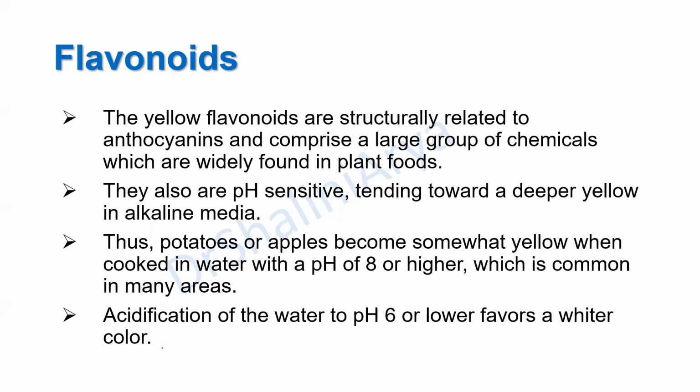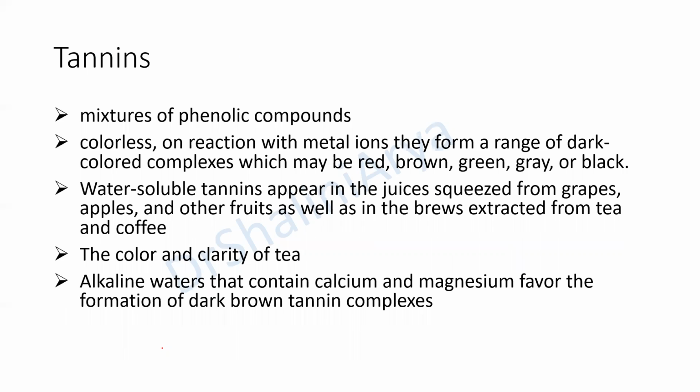when the water has a little higher, alkaline pH, maybe between 7 to 8, or sometimes even higher. So the next compound that affects the color of fruits and vegetables is tannin.